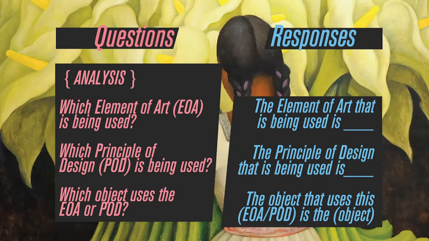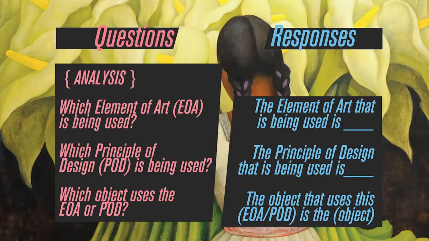The way you can respond to the first question is, the element of art that is being used is, and then you would fill in the blank. If you chose the second question, the way you could respond is, the principle of design that is being used is. So when you're looking at this artwork, and if you chose the first question, is it line, color, shape, texture, value, space that stands out to you immediately when you look at this artwork? Or if you chose the second question, is it balance, contrast, dominance, emphasis, movement, rhythm, repetition, subordination, unity, variation?